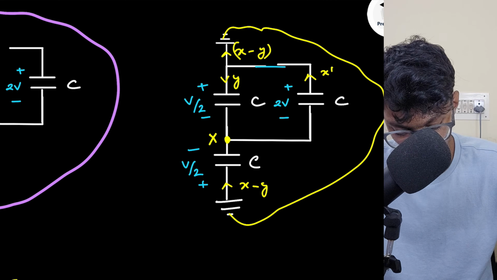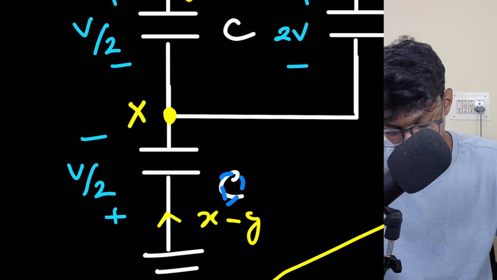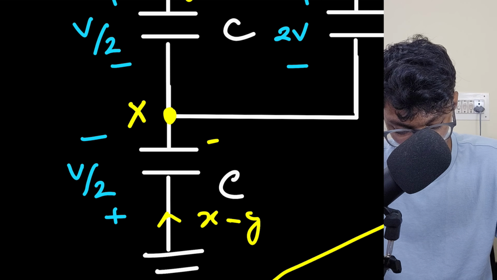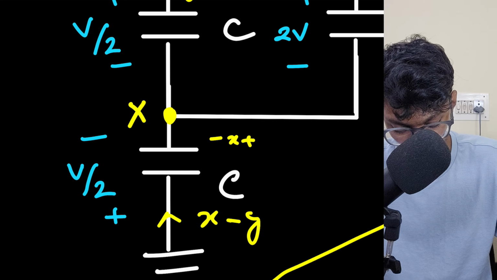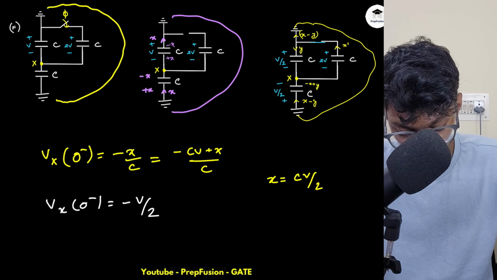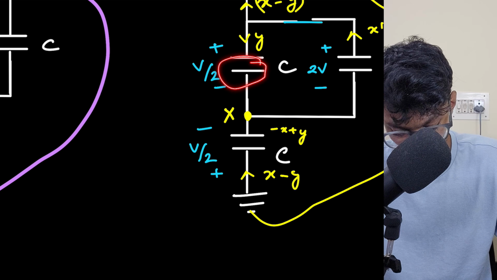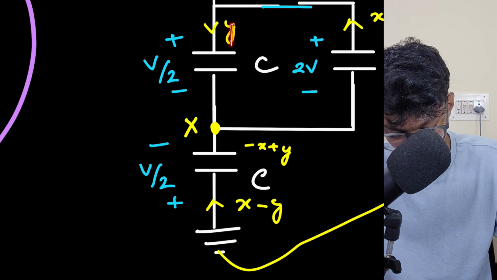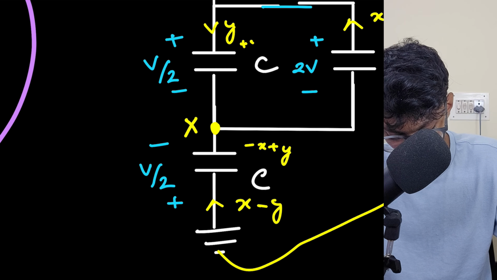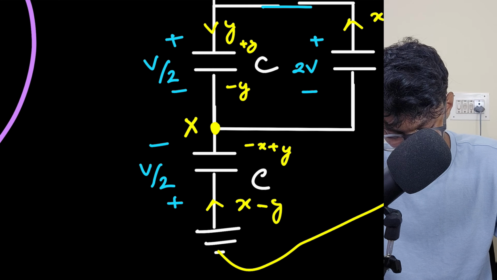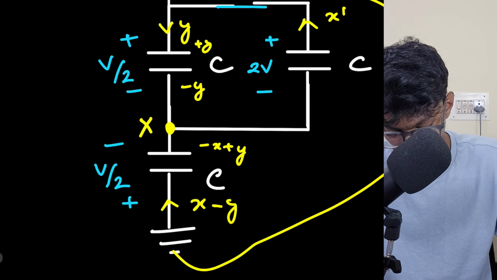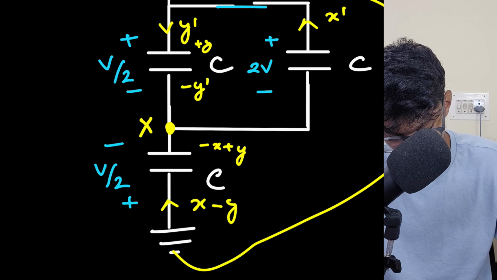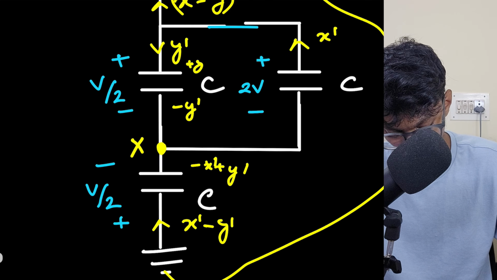X minus Y. So at this top node of the plate of this capacitor, how much charge do I have? Minus X plus Y, just equating it with 0. So what will happen? And at this plate, how much charge do I have? Here Y is incoming, so this is plus Y. So this will be minus Y basically, and already I have minus Vc by 2 potential here, and this is minus X dash. Let me name everything as dash, else there will be a bit of confusion.